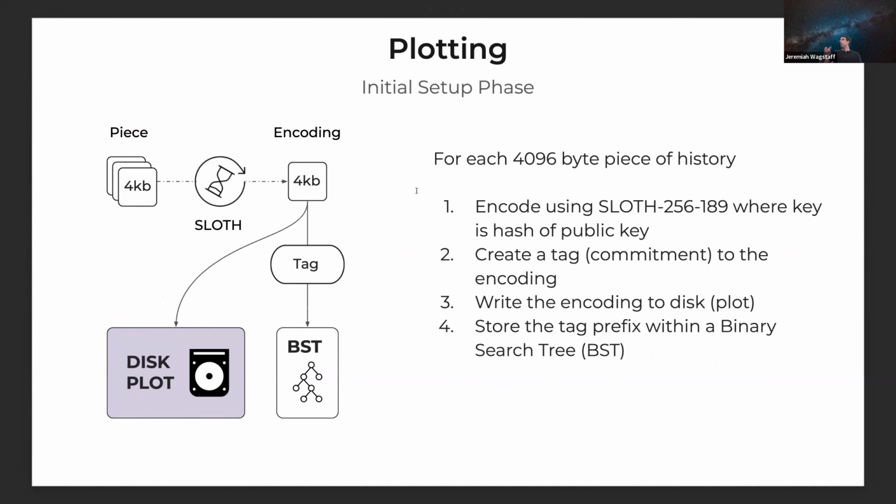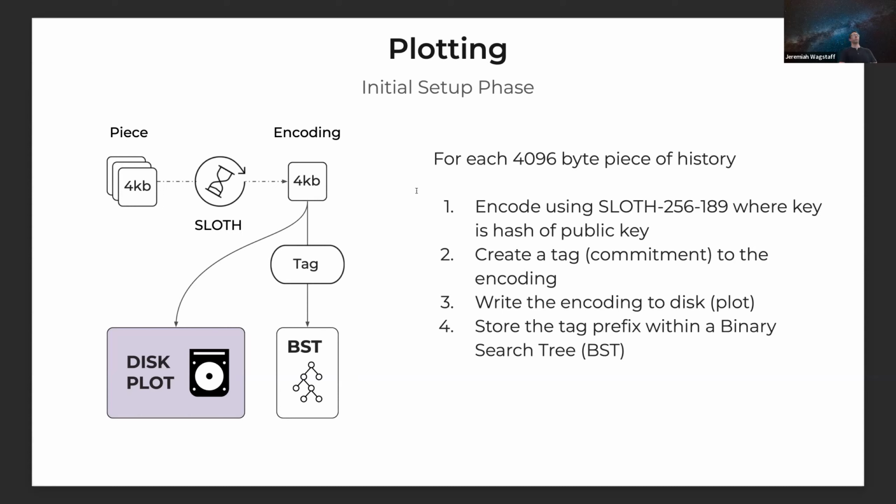And now that we've got these pieces, we can encode them. So the encoding function we use right now is Sloth 256-189, which just means 2 to the 256 minus 189. So the highest prime that we can get. And to be accurate, it's not actually Sloth, it's the modular square root puzzle internal to Sloth that we're using. It has this property that it's slow to encode, but very fast to decode. And we expect that there's going to be lots and lots of nodes decoding this, so we want it to be as efficient as possible.